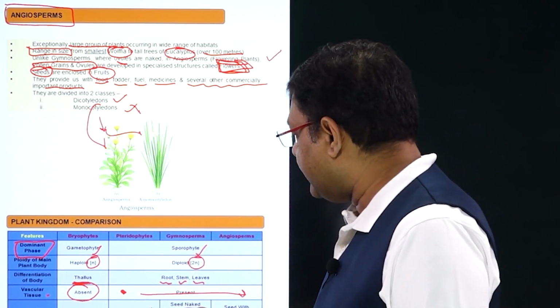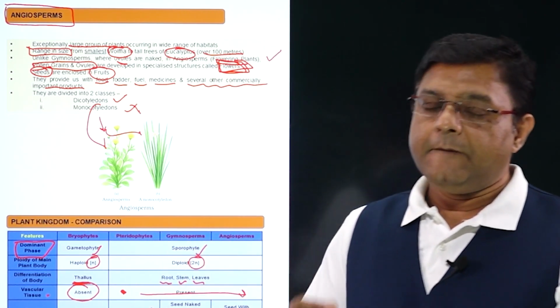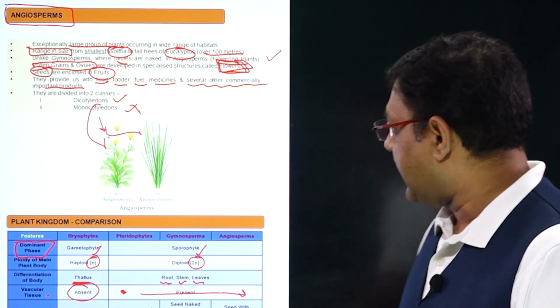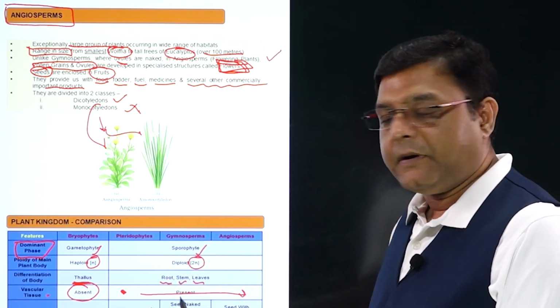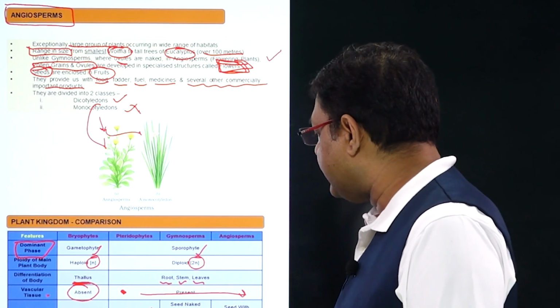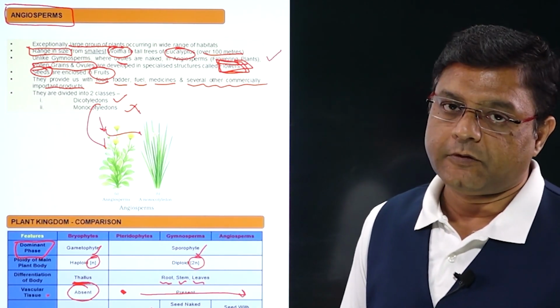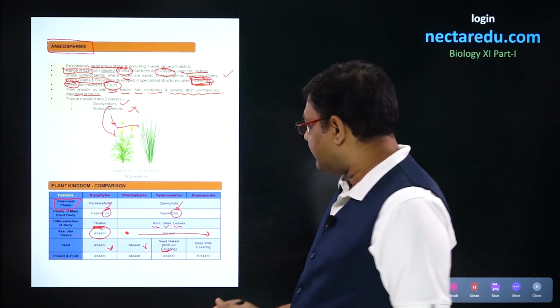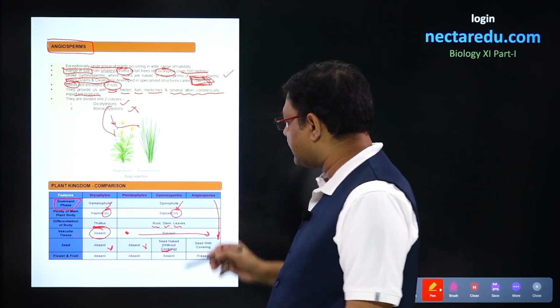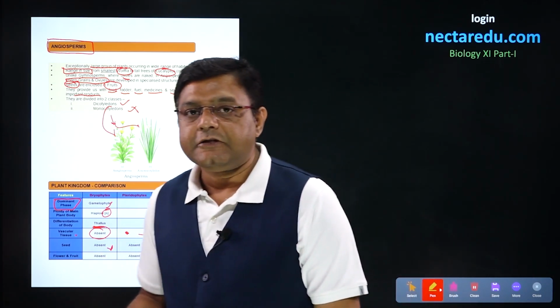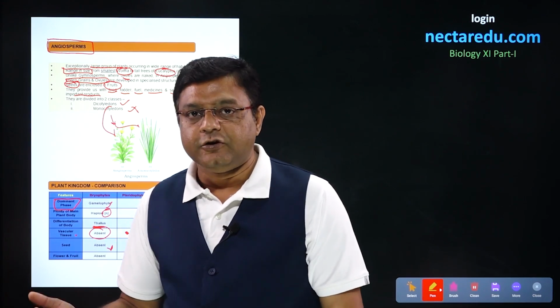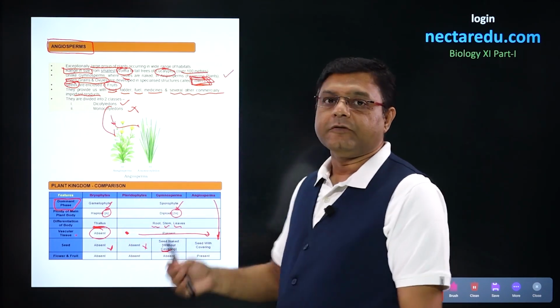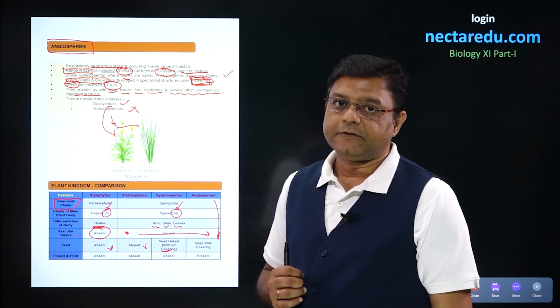In the case of pteridophytes also seeds are absent. The first time seeds came was in gymnosperms, but the seeds were naked or without covering in the case of gymnosperms. Proper seeds with covering came in the case of angiosperms. So we can say that gymnosperms and angiosperms are the two groups which have seeds.